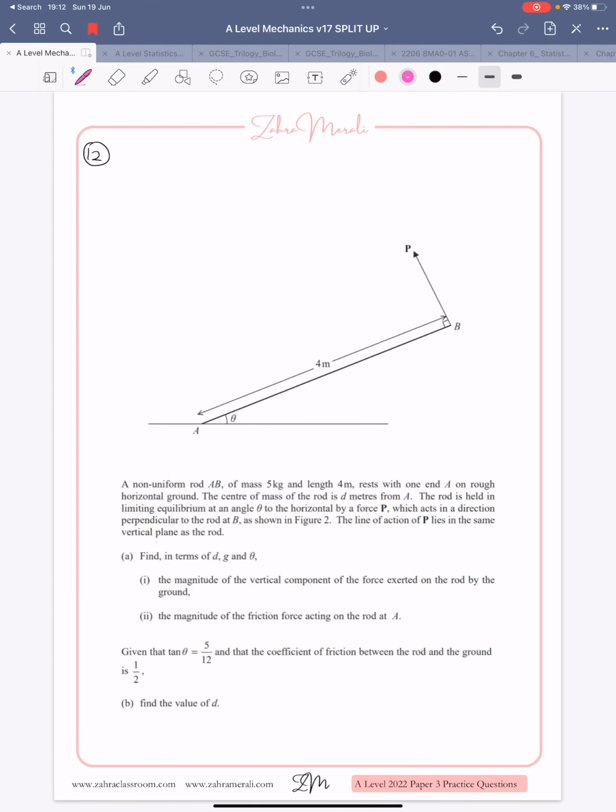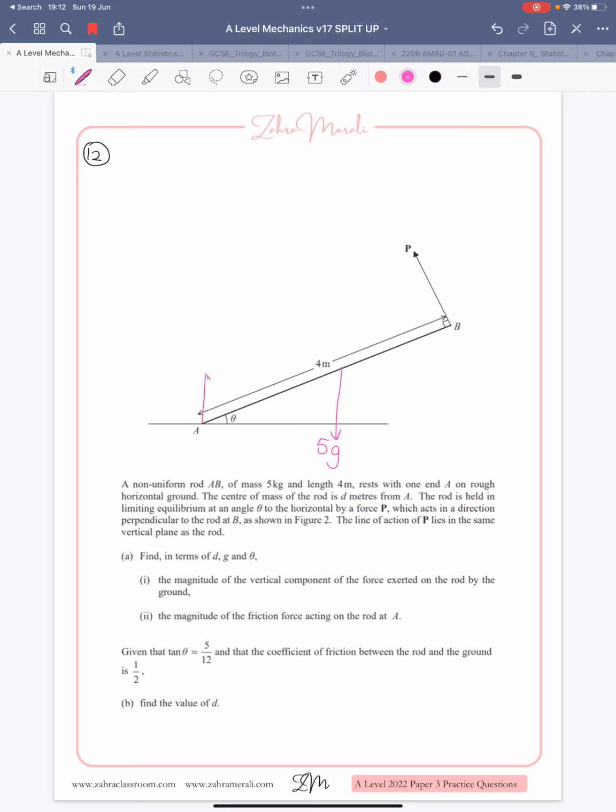Okay, so here's another moments question with another non-uniform rod. So trying to find things that are a little bit different. So we've got a non-uniform rod of mass 5 kilograms. So we know we're going to have 5G going down somewhere, but it's not in the middle. And rests with one end A on a rough horizontal ground.